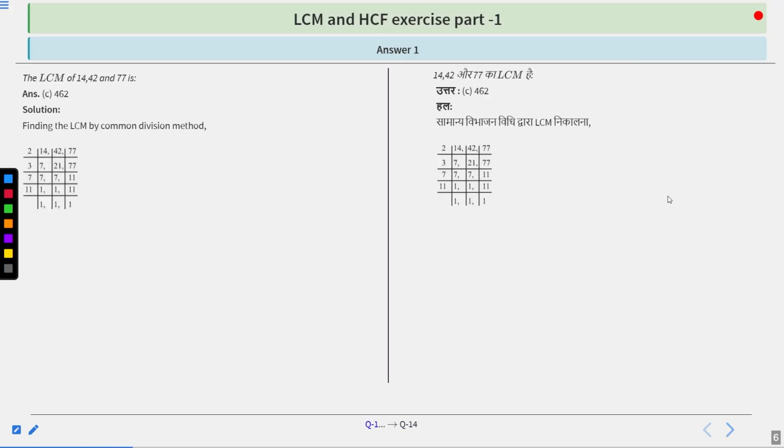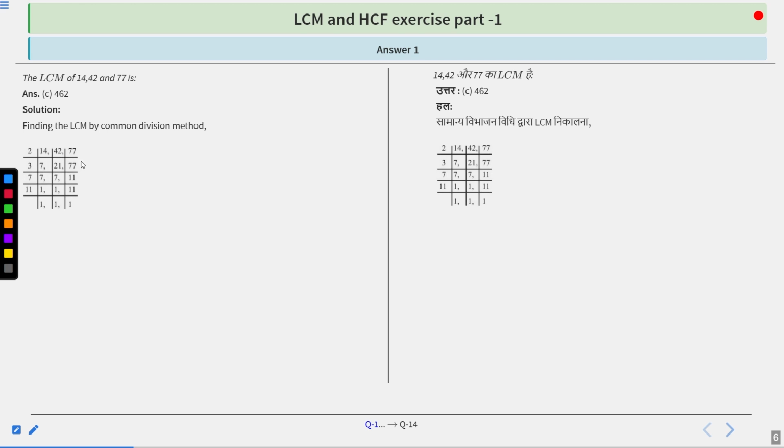So the LCM of 14, 42 and 77 was asked. We are going to use the common division method to find the LCM. First we will write 14, 42 and 77. Then we will start dividing by the least number, that is 2. 2 into 7 is 14, 2 into 21 is 42. Because 77 is not divisible by 2, we will write it as it is, that is 77.